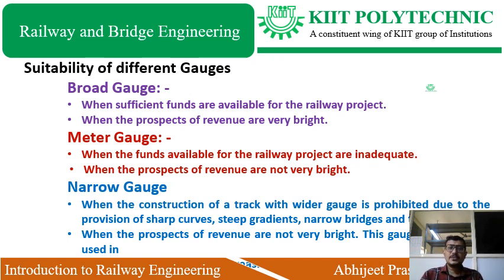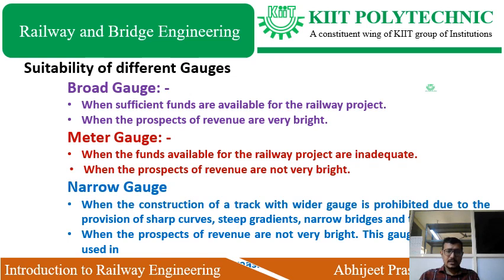Broad gauge, when sufficient funds are available; broad gauge is a costly affair. Sufficient funds are available for the railway project when the prospects of revenue are very bright. So where the revenue is coming in a good way, we are putting the broad gauge there. Meter gauge, when the funds are available in a tight manner and the revenue is not so good. Narrow gauge, when the construction of a track with wider gauge is impossible.